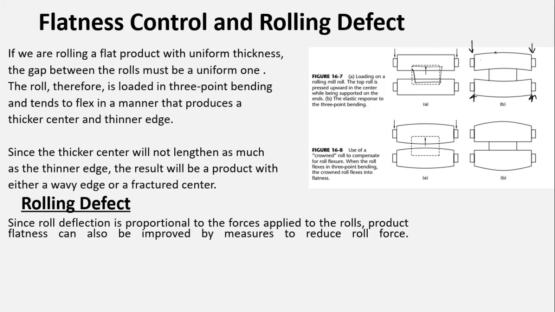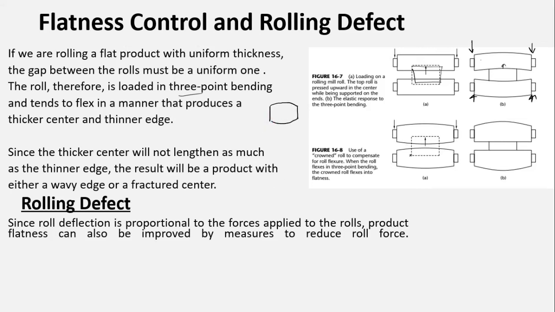Because of the force being applied at the edges of this roll, there's a case of 3-point bending, right? We have the load here, we have the reactionary force here, and we have another force being applied at this extreme edge. Because of this, the roll bends at a certain curvature. So the resultant product we get from this kind of roll is a product that is thicker at the center while thinner at the edges.